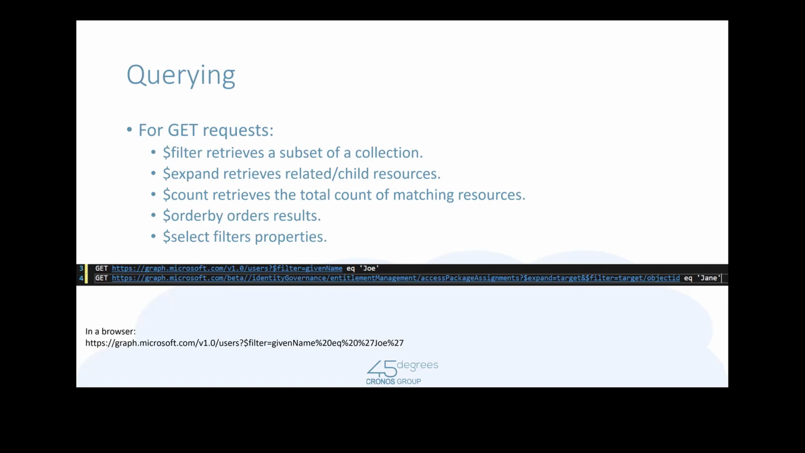And underneath you see some examples of the GET HTTP operations. It's a little bit different than you are used to. For OData, spaces are allowed. So for example, here I want all users with the given name Joe. You do that with givenName eq 'Joe'. And underneath, for example, you have another one: give me all access package assignments expanded with the targets. In this case, all the targets, users for example, or groups, where I filter on the object ID equal to J.